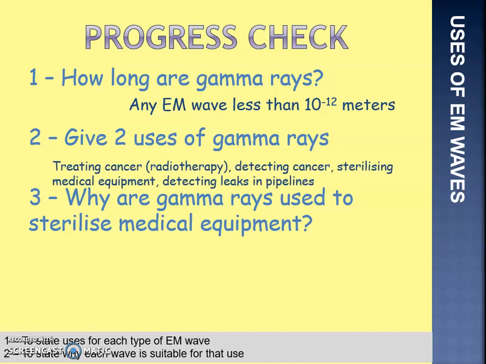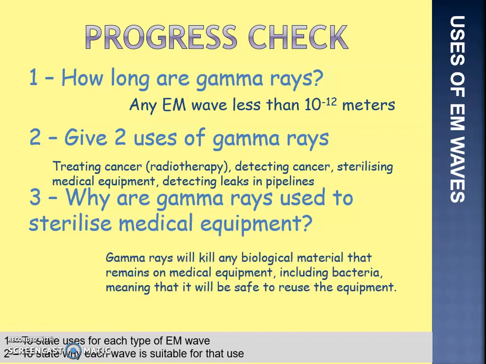2 uses of gamma rays. We've got treating cancer, detecting cancer, sterilizing medical equipment, or detecting leaks in pipelines. Why are gamma rays used to sterilize medical equipment? It's because they'll kill any biological material that remains on that equipment, including the bacteria. That means any of that material will be safe to reuse. It won't infect anybody else.